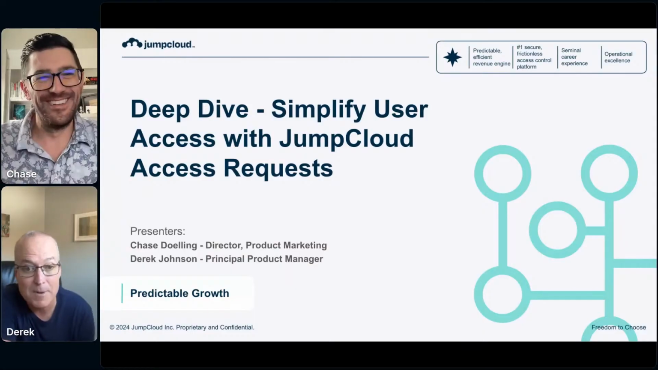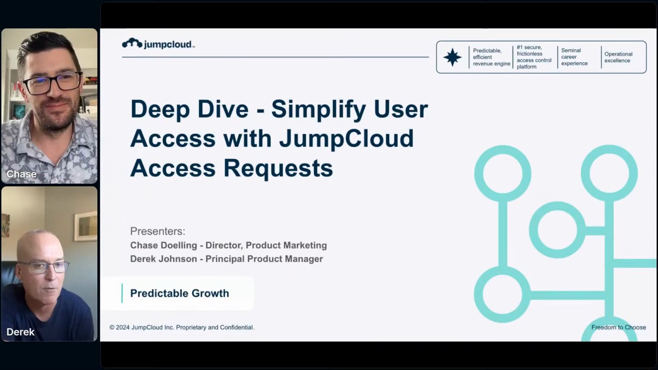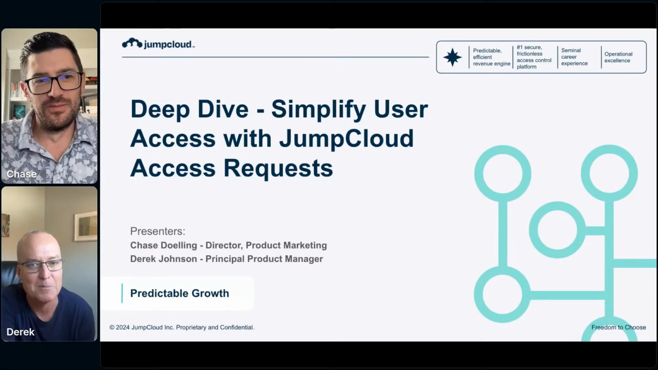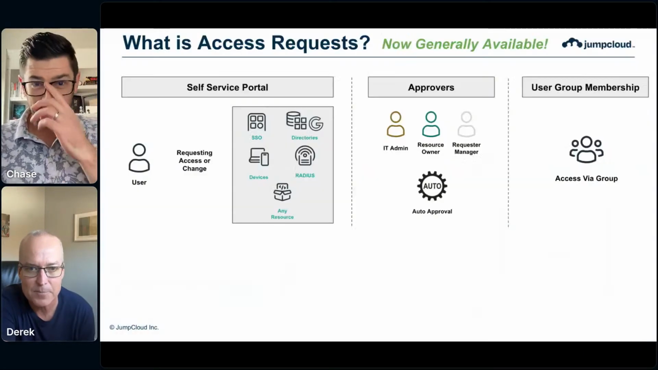For those that don't know me, my name is Derek Johnson. I am a principal product manager here at JumpCloud. I've been here about 4 years. I work on the platform team and get to focus primarily on orchestration, automation, workflow type use cases. And so today I am super excited to be here with Chase and talking about access requests. So let's jump into it.